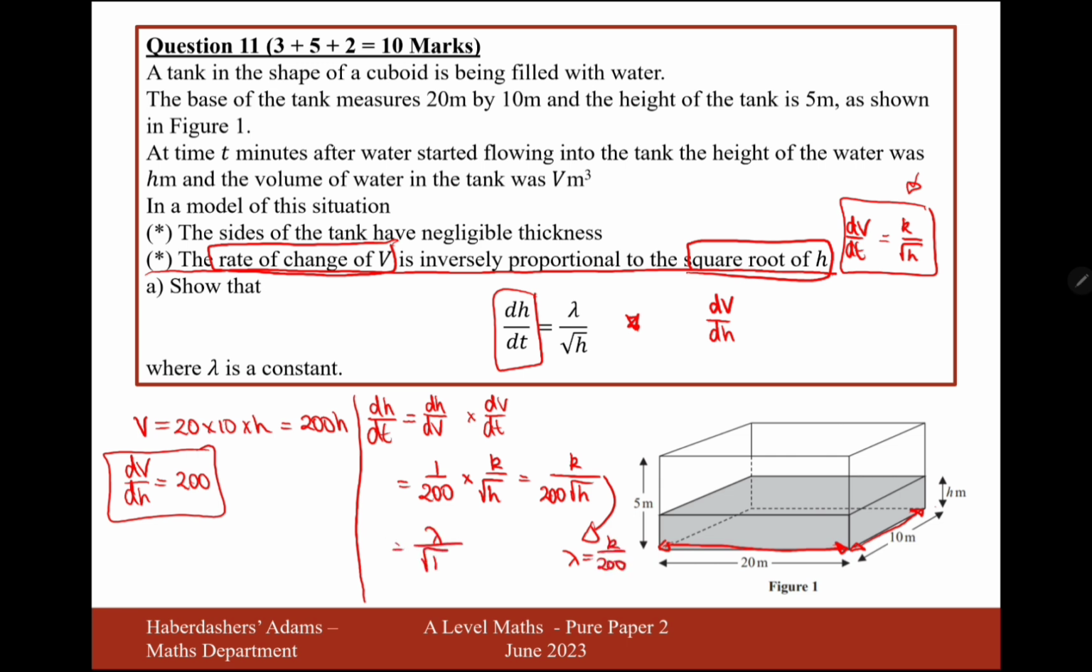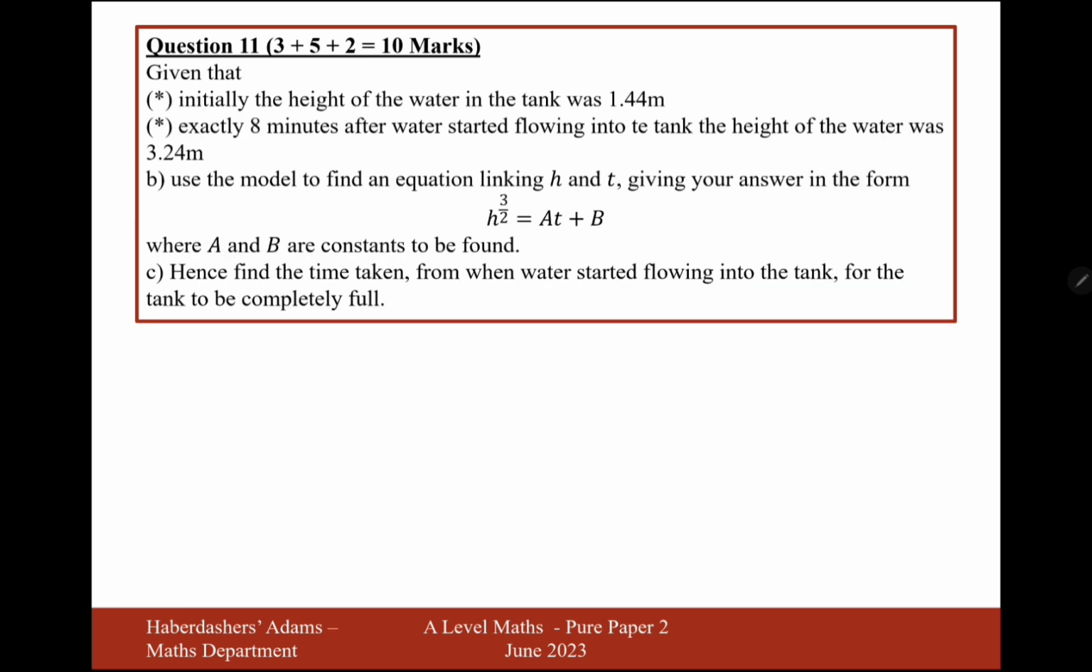So therefore, if we now just simplify our constant, lambda is k over 200, we get lambda over root h, where lambda is a constant. Don't know what the value of the constant is, but I know it's just a constant. So there we are, that's the answer to part A. Moving on to part B now.